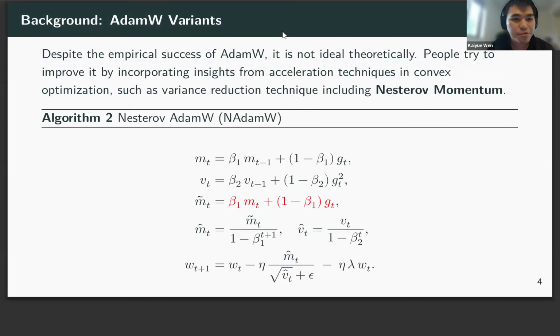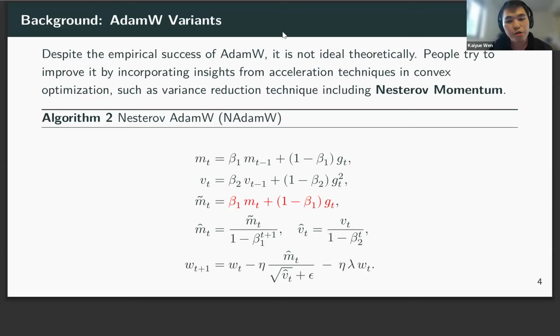Despite the large empirical success of AdamW, and the Adam paper has also received numerous awards over the years, it is actually not ideal theoretically, in that under some hyperparameters Adam doesn't even converge, and even in the setting that it converges, it doesn't reach the highest theoretical convergence rate in the convex setting. So people from the optimization community have tried multiple different tricks from the original convex optimization literature to further speed up Adam.